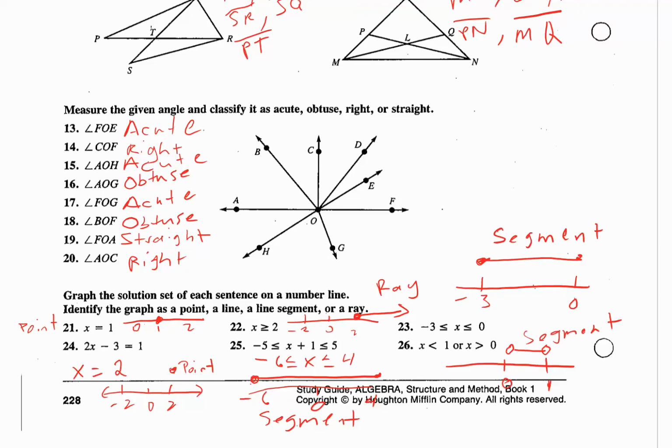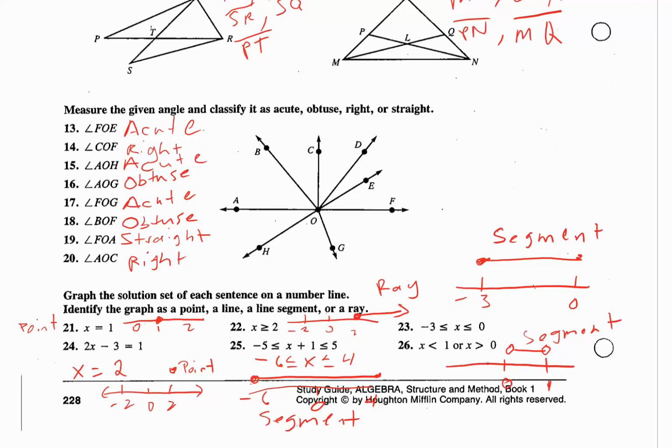Okay, so for number 23, when we graph these, -3 to 0, x is in between, so everything in between here is a segment. For 24, you had to solve, and once you solved you got x equals 2, so if you plotted that, it's a point. This one, sorry, it's a little hard to read, but you had to solve, so we have -6 is less than or equal to x, which is less than 4, so it's everything in between, from -6 to 4, so it's a segment.